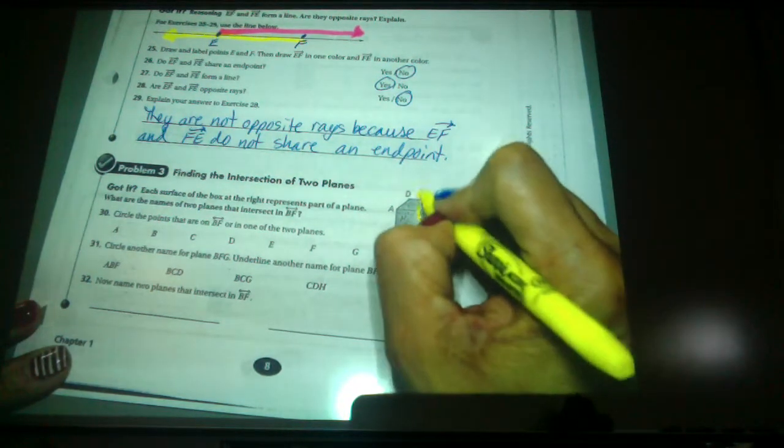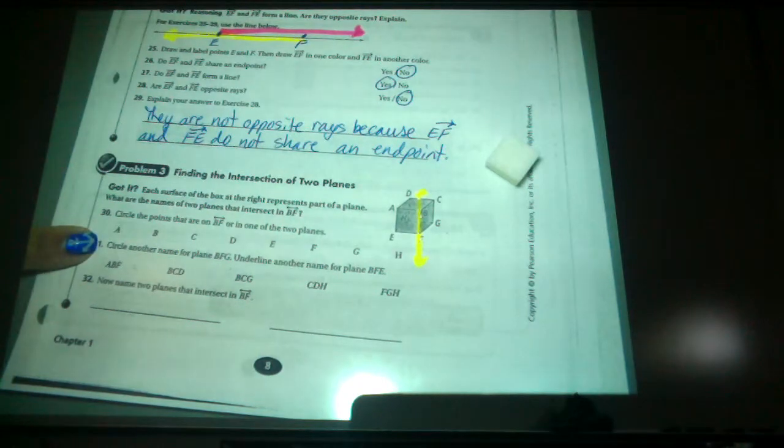Now we're going to look at finding the intersection of two planes. So you've got a sugar cube right there, and they've labeled all the vertices for you. I want you to circle the points that are not on line BF. So here's line BF. We go all the way through here, right? Line segment BF is just part of that line. So is A on it? What do they want us to do? Circle the points that are on line BF. Oh, or in one of the two planes, right?